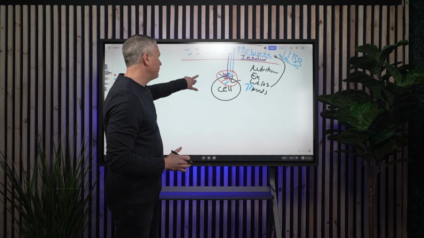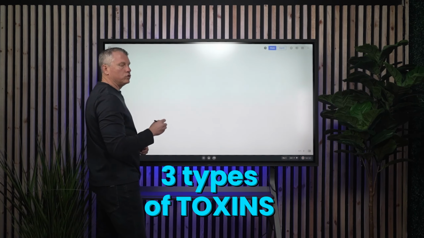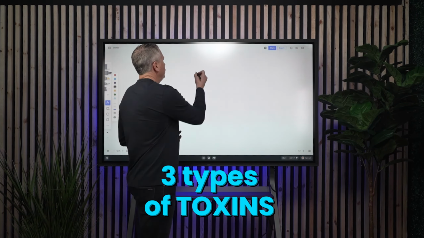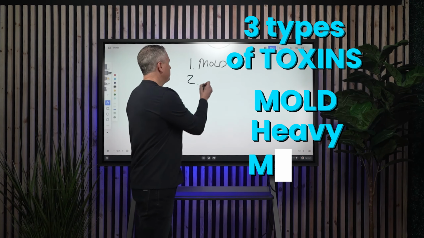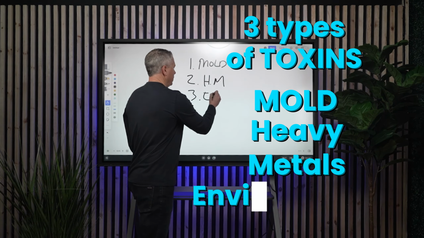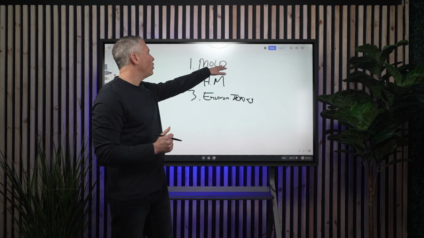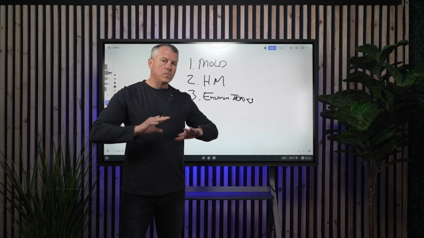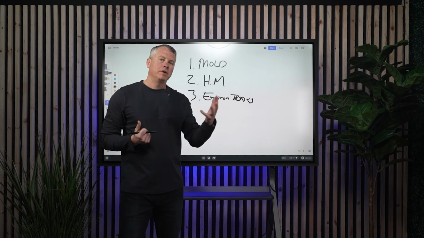So I want to focus on a few of these, but there are three types of toxins that are going to drive cellular damage. Those three toxins, number one, mold. Number two are heavy metals. And number three are environmental. So let's talk about some of the specifics here, because mold toxicities can come from multiple different avenues. So things like water damage in a building, right, are common exposures to mold.